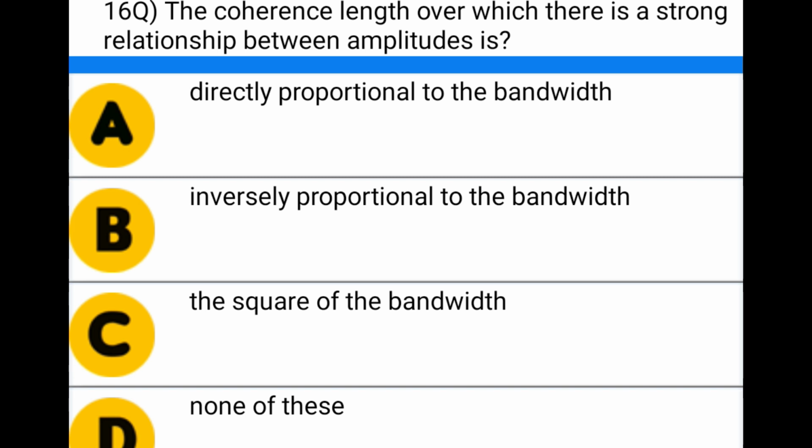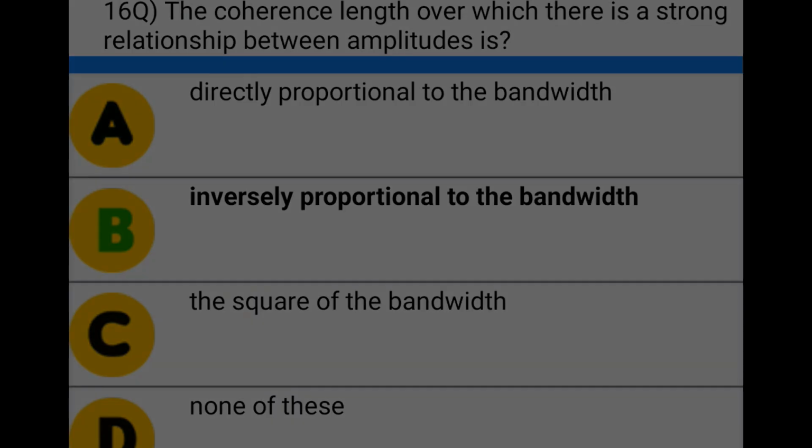Next question, the coherence length over which there is a strong relationship between amplitudes is option A directly proportional to the bandwidth, option B inversely proportional to the bandwidth, option C the square of the bandwidth, option D none of the above. The correct answer is option B inversely proportional to the bandwidth.